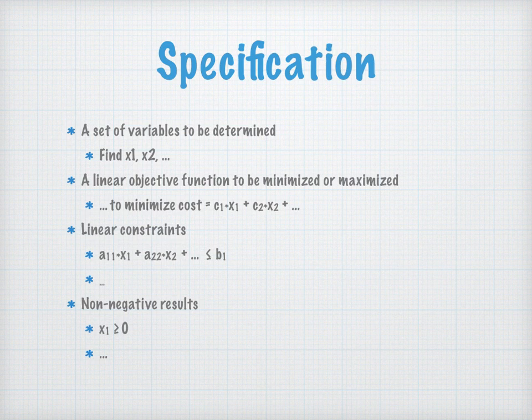Specification of a linear program requires four elements. First, the set of variables to be determined. Second, the linear objective function to be minimized or maximized. Then we specify each of the linear constraints in the form of a less than or greater than statement. And finally, we have to specify any non-negative results.